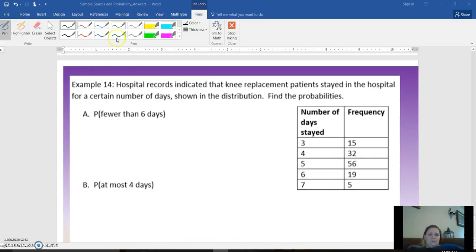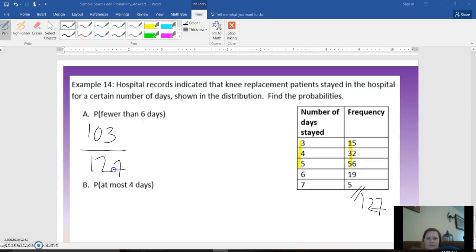Right? Hospital records indicate knee replacement patients stay these number of days. 15 stayed 3 days, 32 stayed 4 days, 56 stayed 5 days, such and so forth. And we want fewer than 6 days. So that's that. And so the first thing I always do is I go ahead and add it up. 15 plus 32 plus 56, 19 plus 5. And I get 127. So 15 is 3 days, 32 is 4 days, 56, 5 days. Because we don't want 6, we need fewer than 6. So we get 103 of 127.